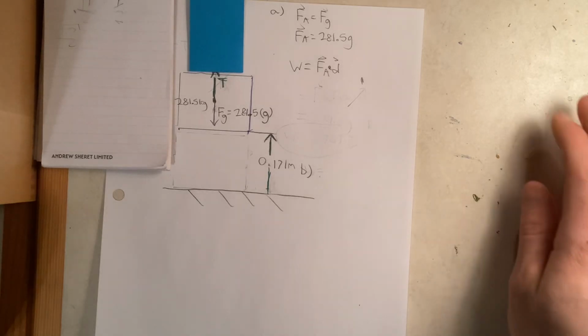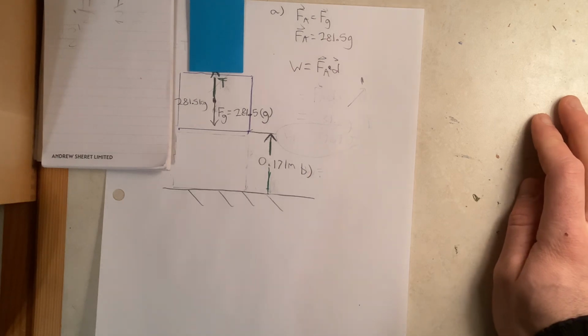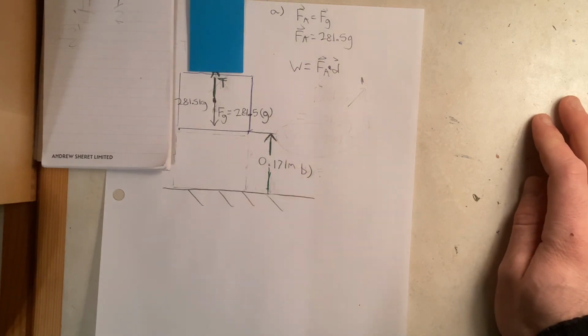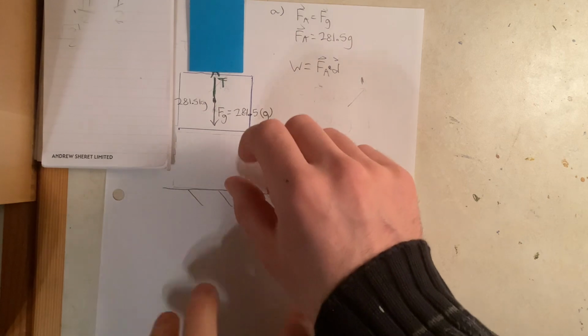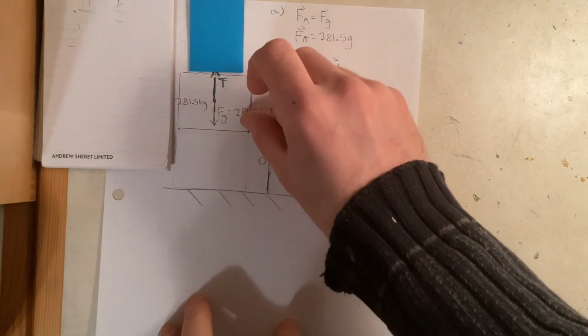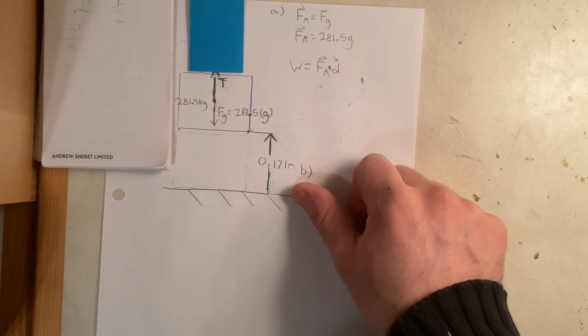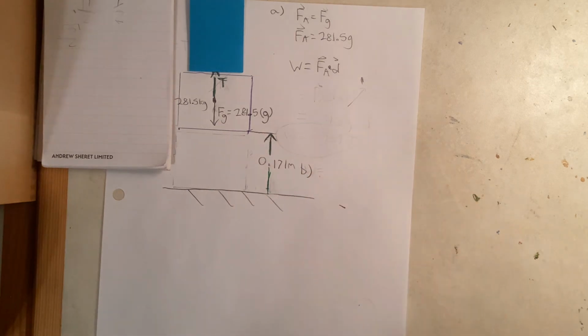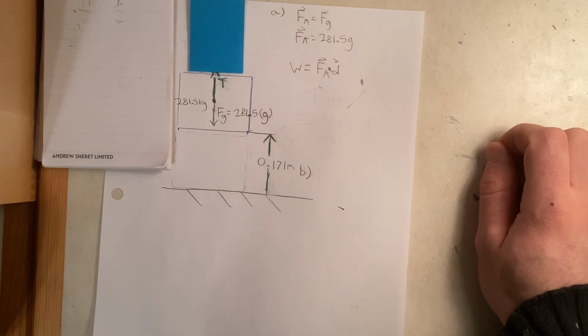All right, number 3. Walter lifts 281.5 kilograms through 0.171 meters. So that's the ground here, and he's going to lift it up to here. How much work was done on the object by Walter, assuming it was at a constant speed?